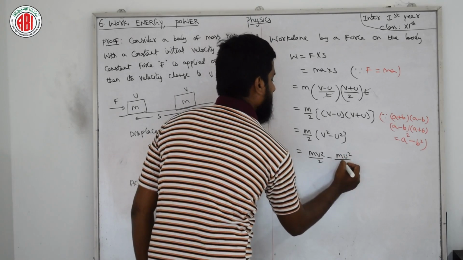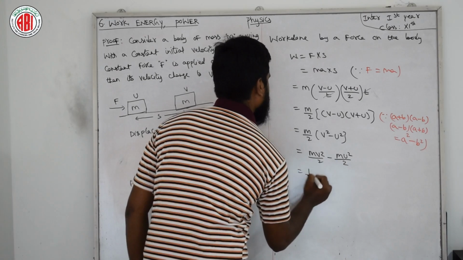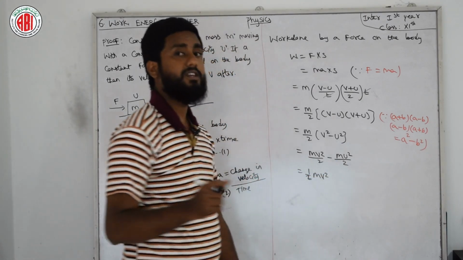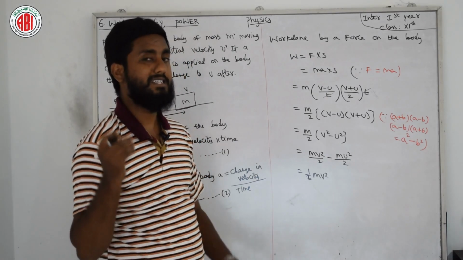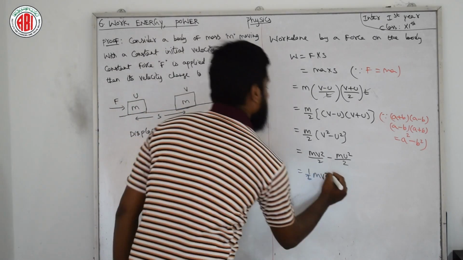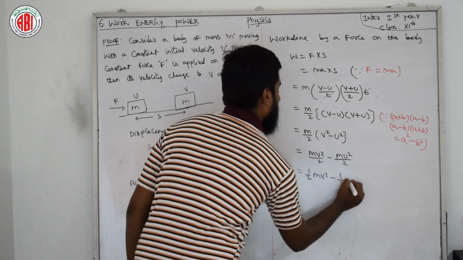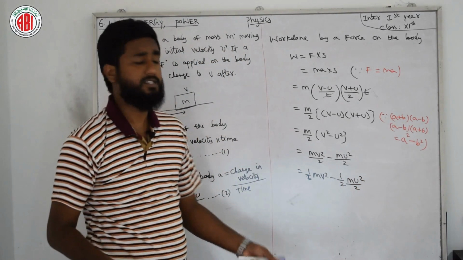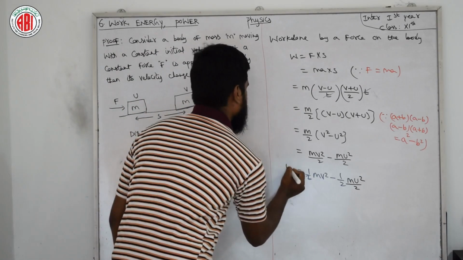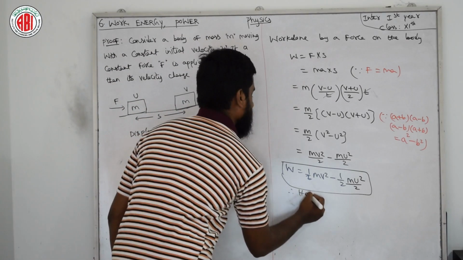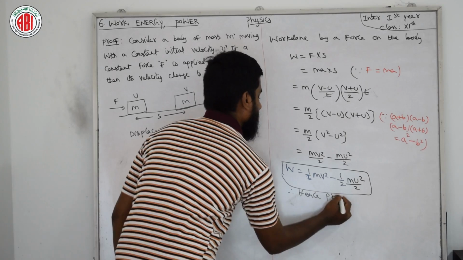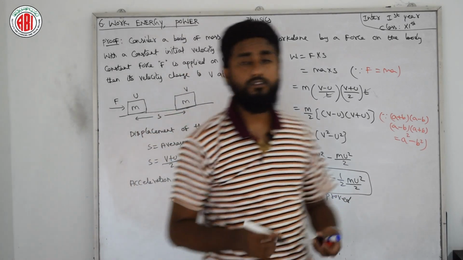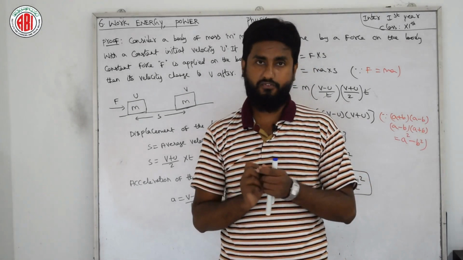But again I am writing this 2 as half m v square. Why half? Because I need to prove the work energy theorem. Initially we have already stated half m u square. Hence proved, this is the work energy theorem. So this is one of the important topics. Now you can copy down this proof.